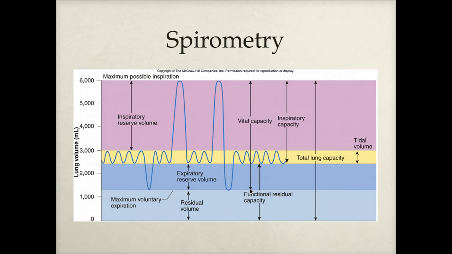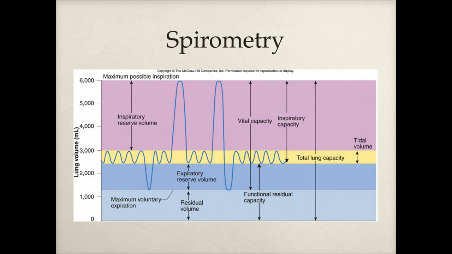So that's vital capacity. Total lung capacity spans this whole graph here. Total lung capacity is the total volume of air in the lungs after a maximal inspiration. So that would include your vital capacity here, plus your residual volume. And that total lung capacity for a healthy male is 6,000 milliliters.